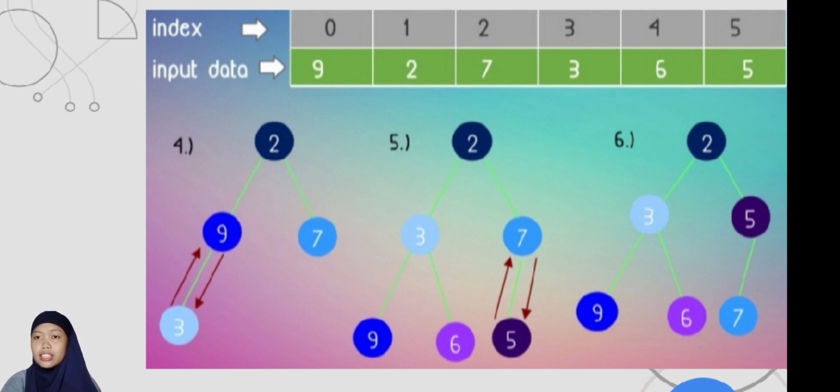Moving on, let's insert 6. Now, 6 is inserted at index 4. That's the last available position. Then, we compare it to its parent again. And since 6 is larger than its parent, there's no need to swap. Now, inserting our last data, which is 5. 5 gets inserted at index 5. 5 is less than its parent, and then we swap.